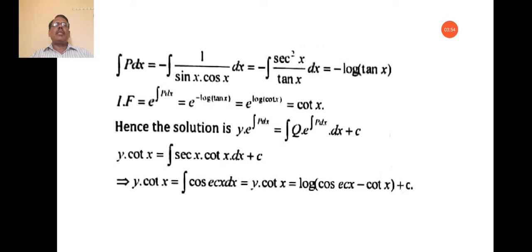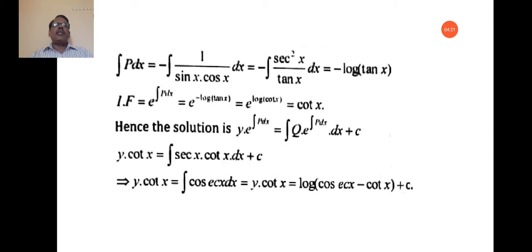So 1 by sin x into cos x can be written as secant square x by tan x into dx. And the derivative of tan x, that is in the denominator, is secant square x in the numerator. Therefore integration is log of the denominator. So this is equal to minus log of tan x. So integral of p dx is minus log of tan x.